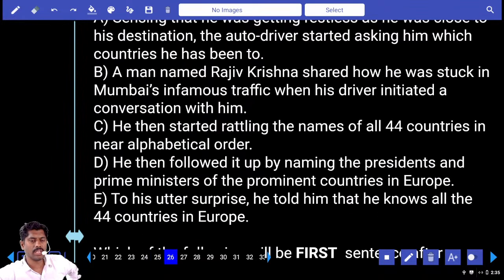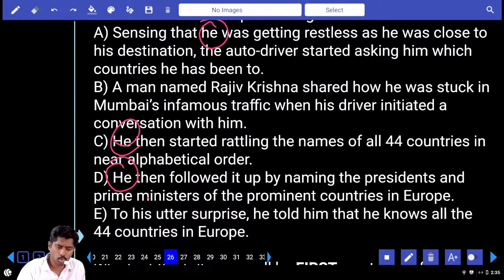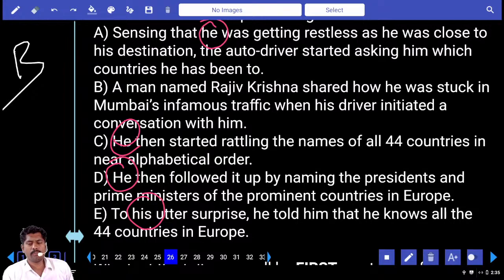Now rearrangement, sensing that he, can it be the first sentence he? No. A man named Rajiv Krishna shared how he was stuck in traffic, Mumbai's infamous traffic, when his driver initiated a conversation with him. Maybe first. He, not first sentence. Again D, he, no. Two is no. First sentence is B. So Rajiv Krishna, what happened? He was stuck in Mumbai traffic, and at that time driver started a conversation with him. So what should come next?